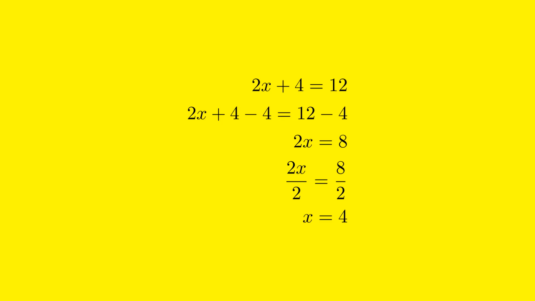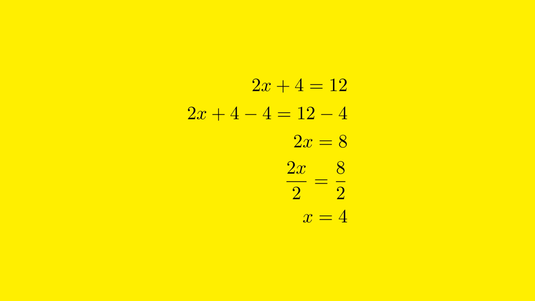To continue solving for x, we need to further isolate the variable. Right now, our equation is 2x equals 8. The coefficient of x is 2, which means x is being multiplied by 2. To get x by itself, we need to undo this multiplication. The opposite operation of multiplication is division, so we will divide both sides of the equation by 2.